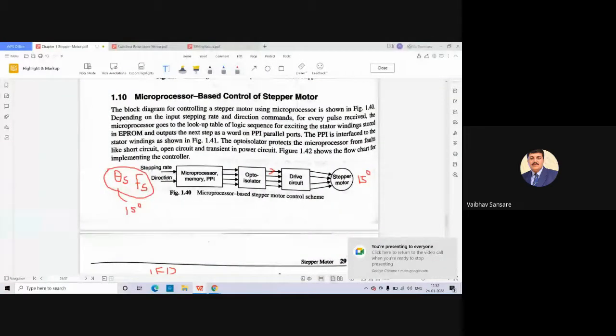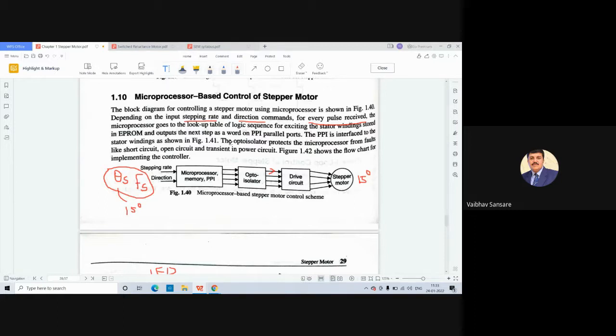Now, these are the inputs. The general inputs are the stepping rate and the direction commands, which are provided as the inputs for every pulse received at the driver circuit. According to this stepping rate and the direction command, the microcontroller goes to the lookup table of a logic sequence for exciting the stator winding, which is stored in EEPROM and output to the next step as a word on the PPI parallel port.